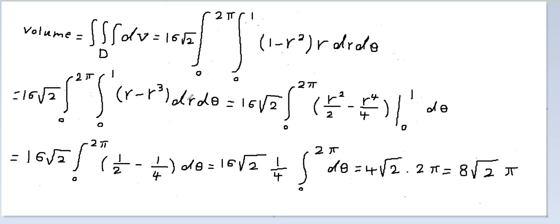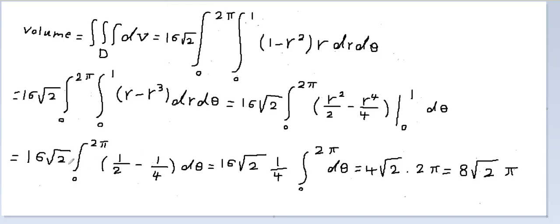First we integrate r minus r cubed with respect to r. You can see here r squared divided by 2 minus r to the power of 4 over 4, from 0 to 1. So the value of this term when r equals 1 minus when r equals 0. When r is 0, this is completely 0, only left when r equals 1. So we have 1/2 minus 1/4, which equals 1/4.